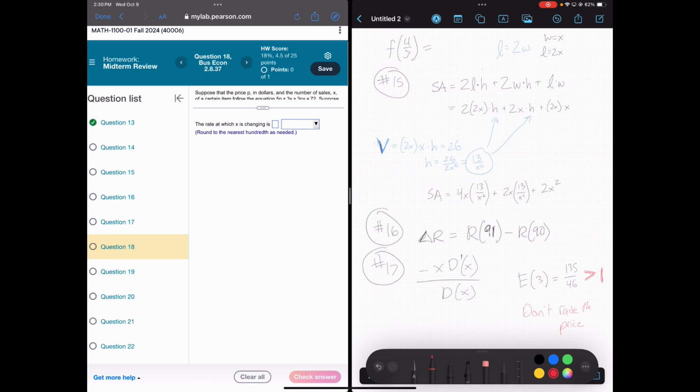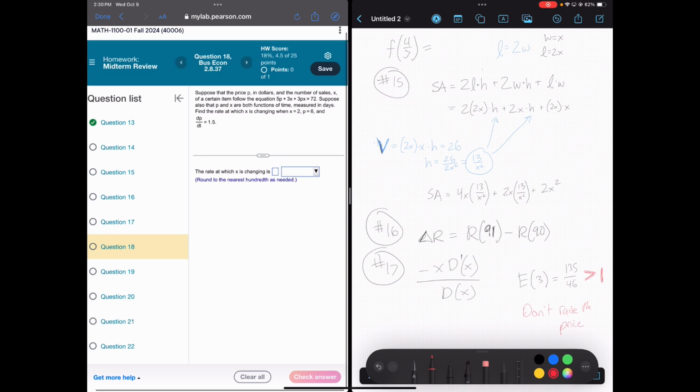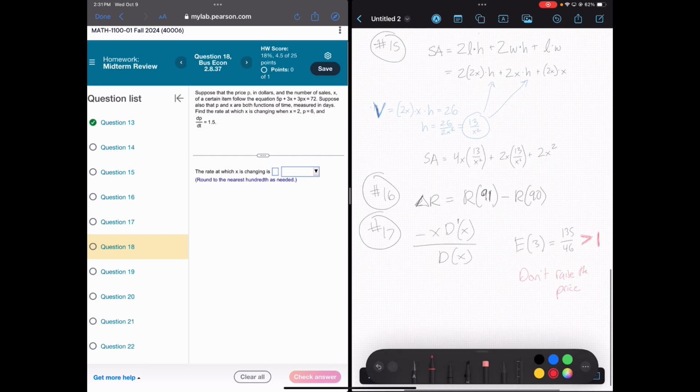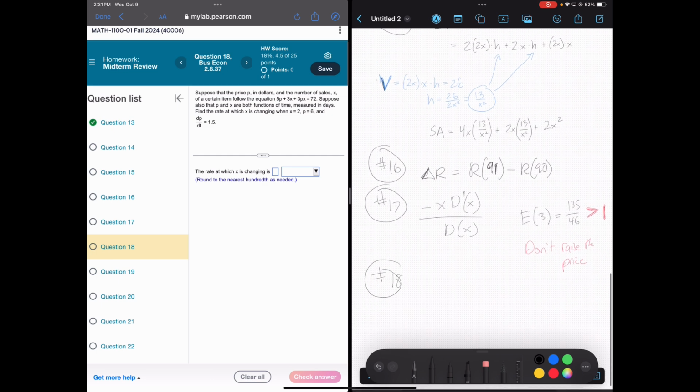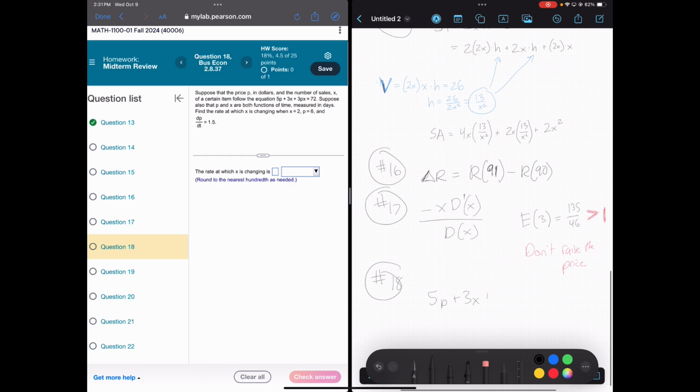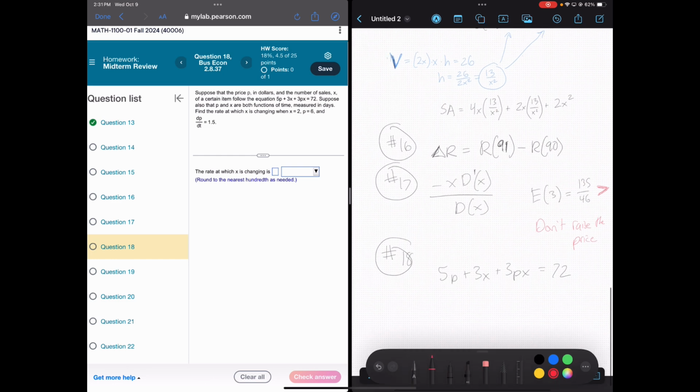18. Suppose that a price P in dollars and the number of sales of a certain item follow the equation, but then both of them are functions of time. So what is this problem? We did a problem like this on your homework. This is implicit differentiation. We have a function that's in terms of both P and X. But what is it asking for? It's asking to find the rate at which X is changing as a function of time. So it wants me to find dx over dt.